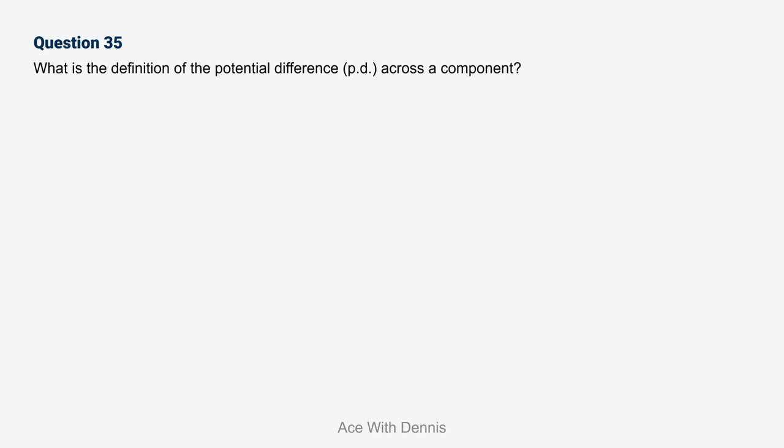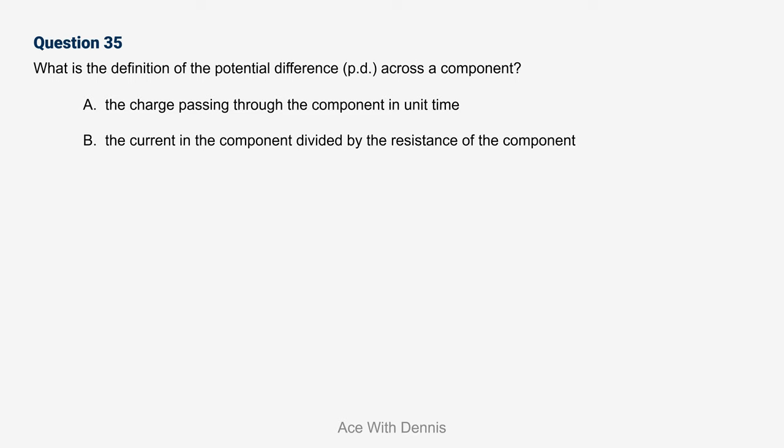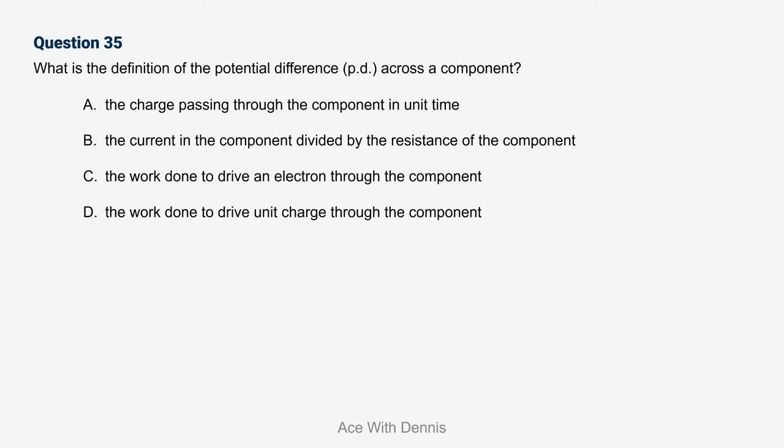Question 35. What is the definition of the potential difference, PD, across a component? A. The charge passing through the component in unit time. B. The current in the component divided by the resistance of the component. C. The work done to drive an electron through the component. Or D. The work done to drive unit charge through the component. The answer is D. This is a very textbook-based question, and this is the definition of potential difference. And D is the answer.